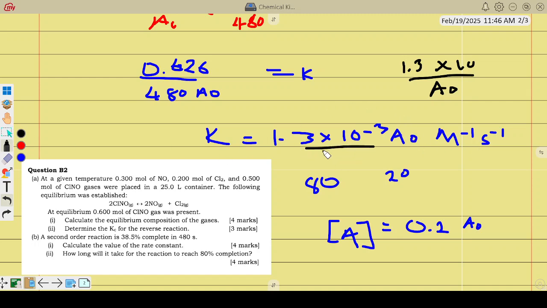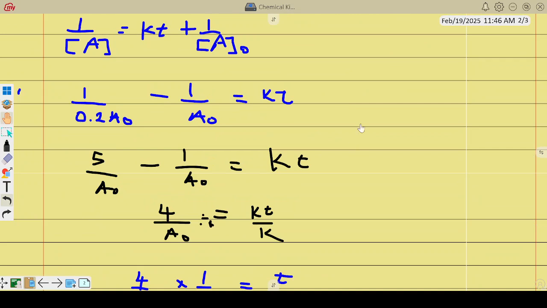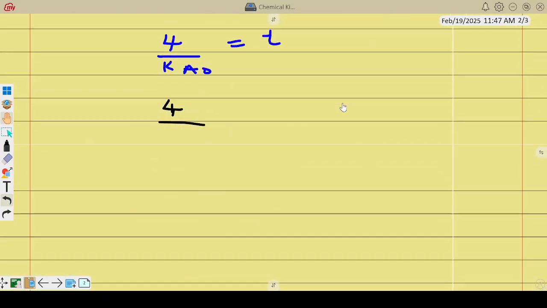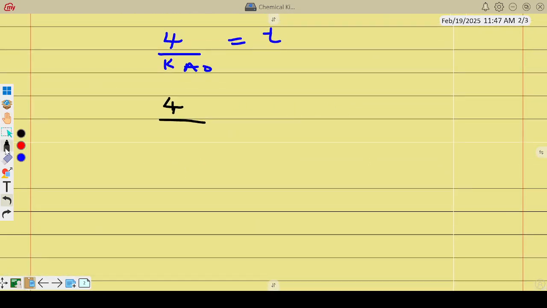So if you are writing down as you are following, you can make the adjustment there. Okay, so here we'll say 4 over k, the value of k, it is 1 times 10 power negative 3 over a naught. Wow, this is the value of k.